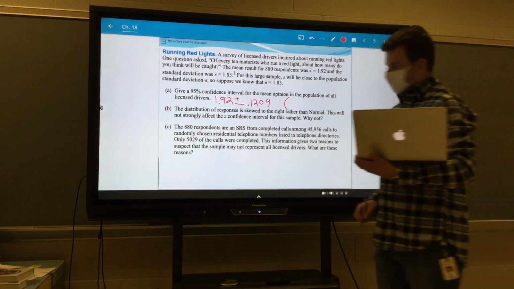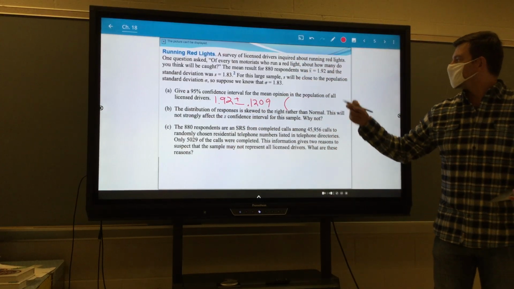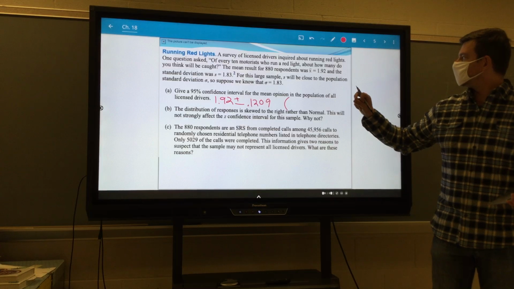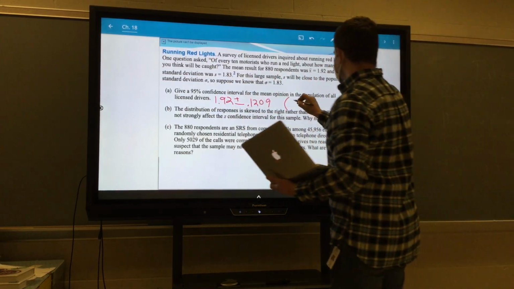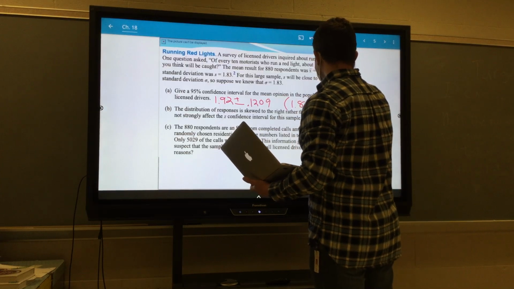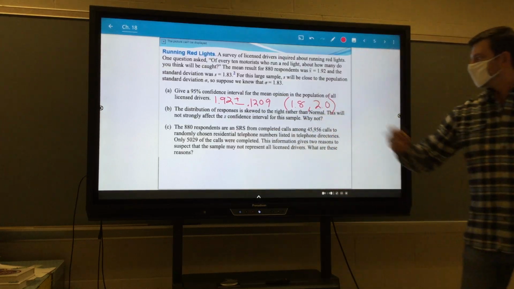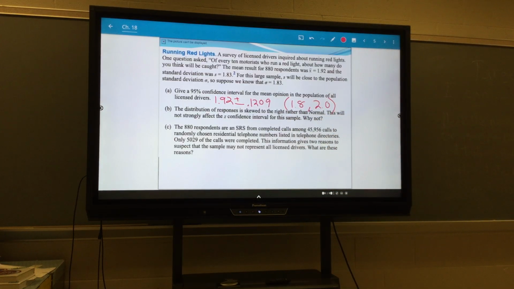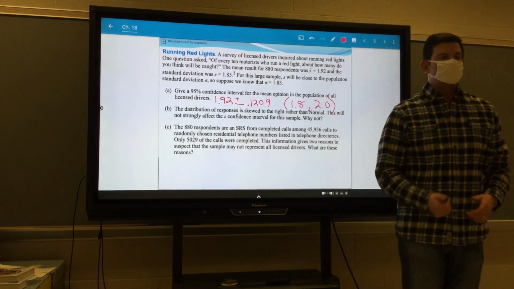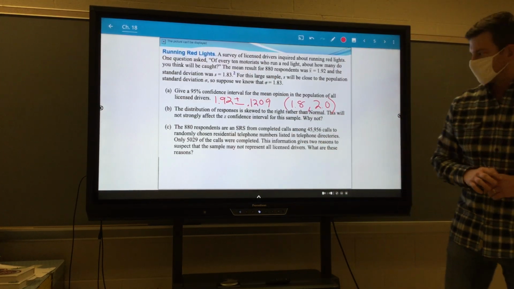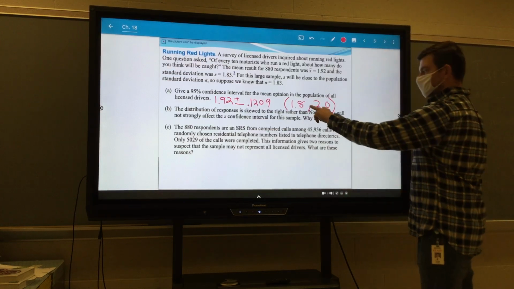In this case, we are 95% sure that the average number of people who are caught running red lights out of 10 is between 1.8 and about 2.0. We get a pretty narrow margin here, which is good. It's based off of a substantial sample size. So we're 95% confident that our true average of the population is between these two numbers.